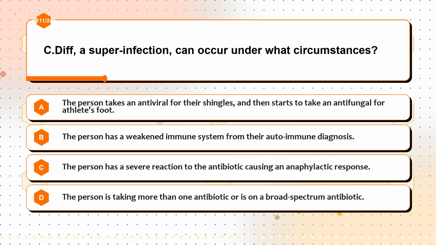Here are the options. Option A, the person takes an antiviral for their shingles and then starts to take an antifungal for athlete's foot. Option B, the person has a weakened immune system from their autoimmune diagnosis. Option C, the person has a severe reaction to the antibiotic causing an anaphylactic response. Option D, the person is taking more than one antibiotic or is on a broad-spectrum antibiotic.